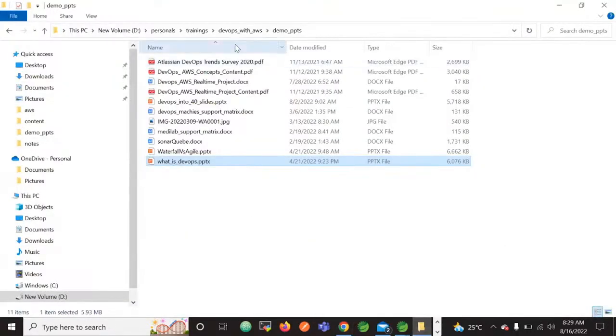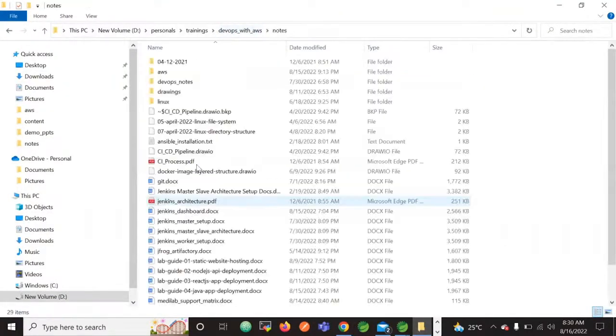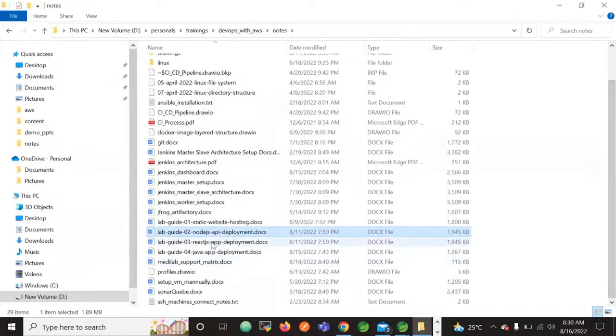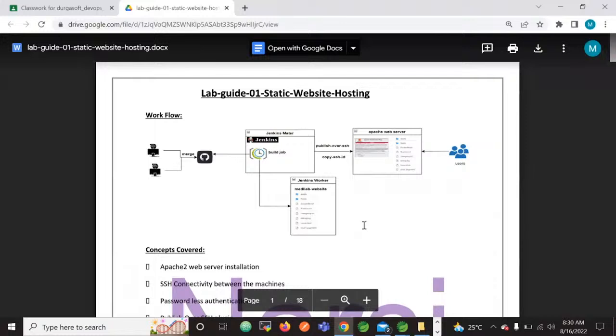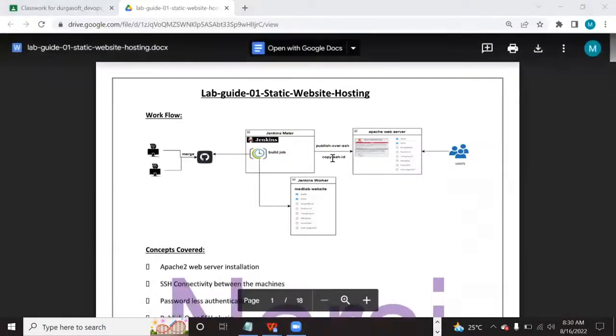Similarly, we have lab guides for these projects. I can showcase them: lab guide 1, lab guide 2 is the Node.js application, lab guide 3 React.js, lab guide 4 Java application, lab guide 5 microservices, lab guide 6 Python application. A total of 6 projects you will do here.